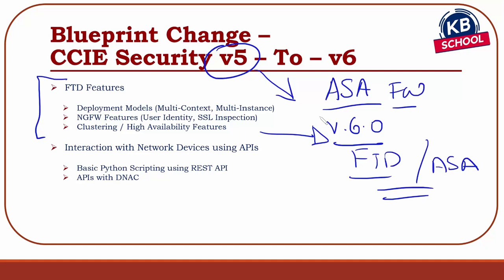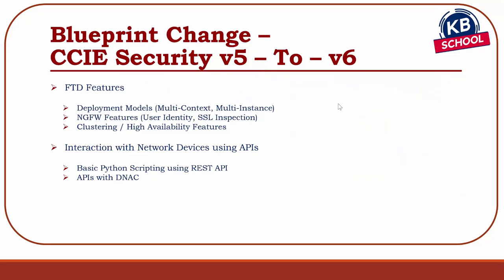Again, as I said, the version might change from 6, I believe it's 6.0 or 6.1 right now, to a minimum of 6.3 in the FTD. That's where the major change is in terms of CCIE Security. Again, as I listed in the previous slide, there are also your APIs: basic scripting, Python scripting using the REST API, and some APIs that work with DNAC. All right? So that's the portion of automation that is going to change from version 5 to version 6.